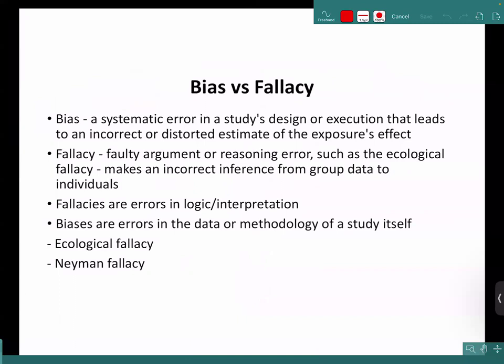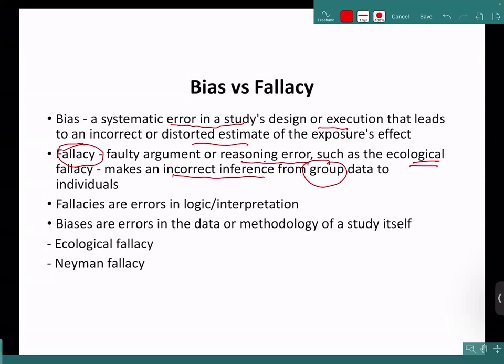So bias, I'm saying, is a systematic error in the study design or in the execution, which leads to distorted estimates. But fallacy is not an error. It is just a problem in your interpretation or reasoning or your logic in your study, right? So it is an incorrect inference you're drawing. Like in your ecological fallacy, you are working on a group, and if you say what is true for the group is also true for the individuals, that is a problem with your interpretation.